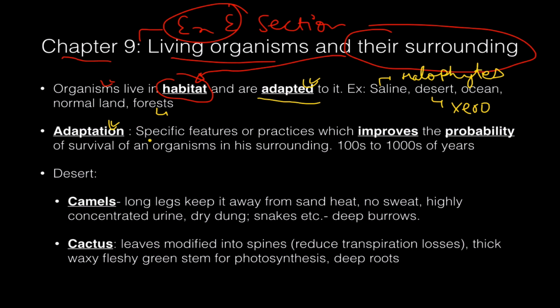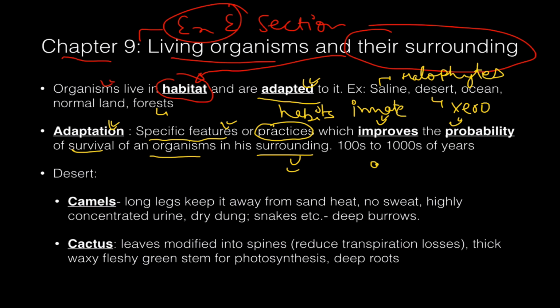Now what is adaptation? They are the specific features or practices or habits of organisms which improve the chance or probability of survival of organisms in their surroundings. Is that absolutely understood? This is the perfect definition of adaptation. These can be either innate or acquired. Usually in animals it's innate only, they rarely acquire anything, but in human beings we have to acquire a lot.